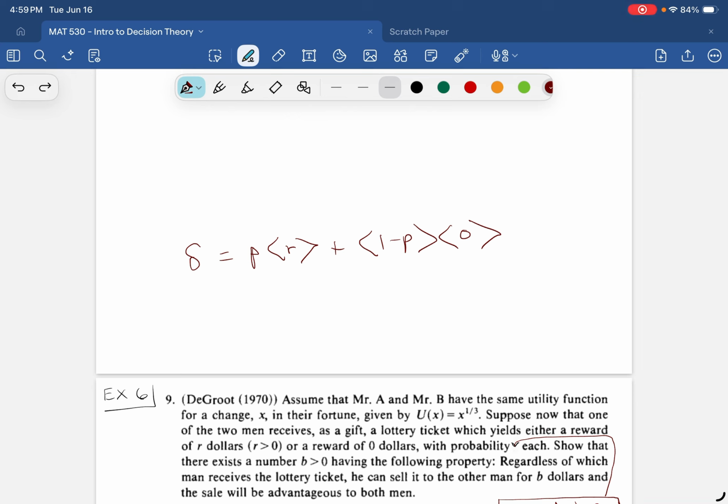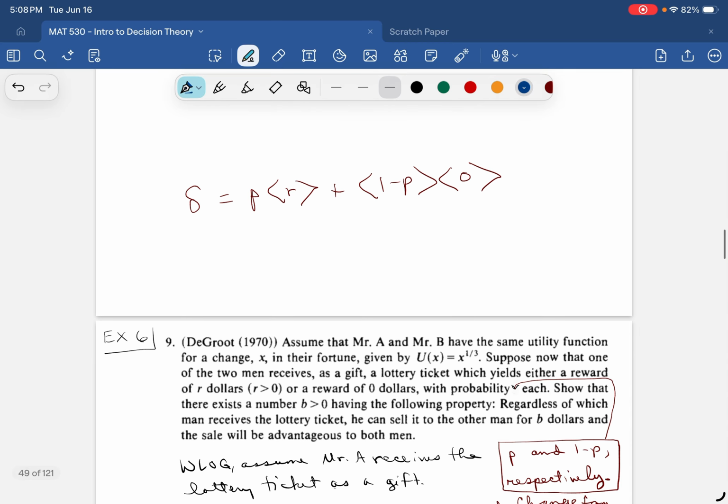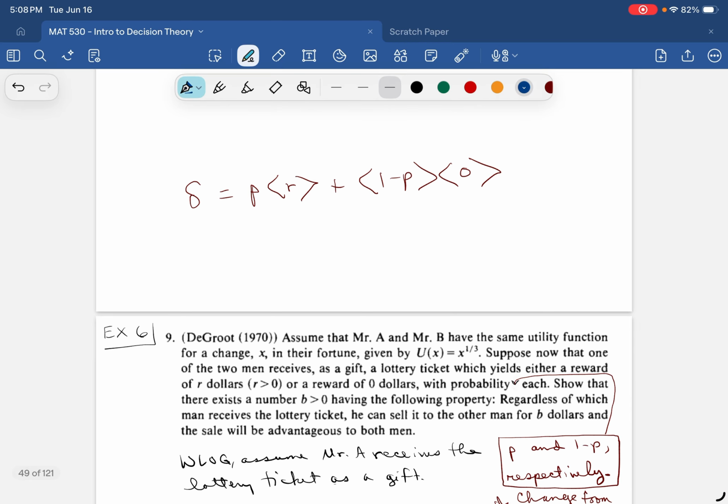In the context of the way we're going to work this problem, we're going to show that there is a B such that Mr. A can sell the ticket to Mr. B, and that sale will be advantageous to them both. In order to do that, we're going to have to look at Mr. A's utility matrix and Mr. B's utility matrix. So let's first look at Mr. A's utility matrix. And again, we're assuming that Mr. A receives the lottery ticket.